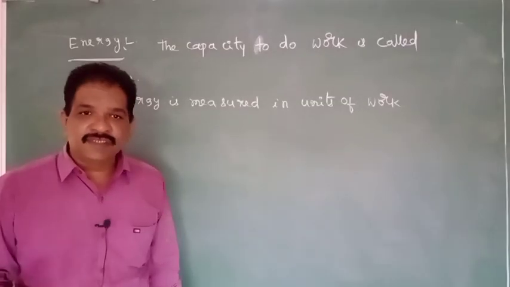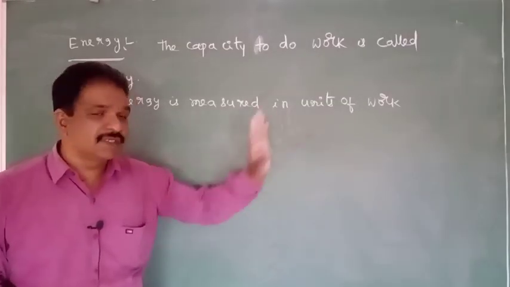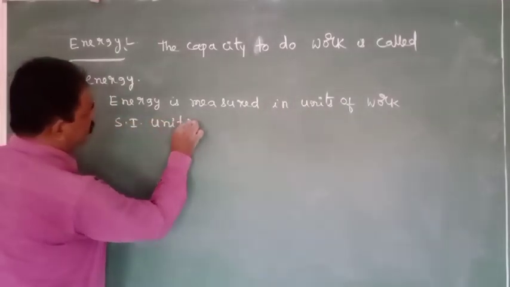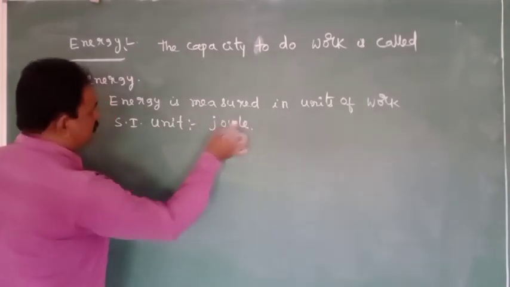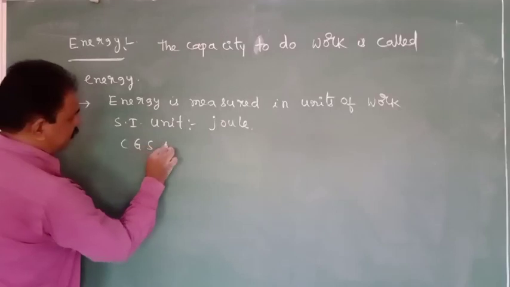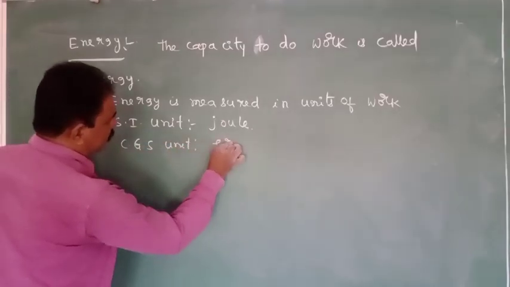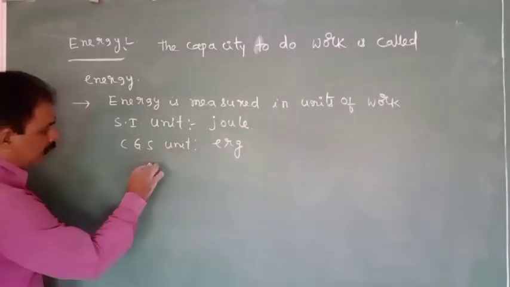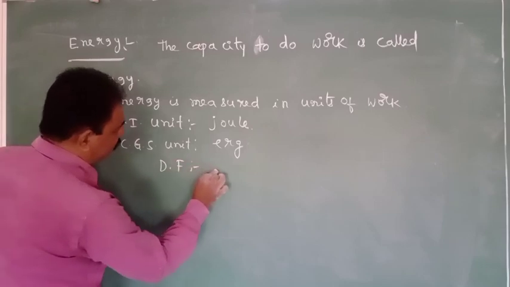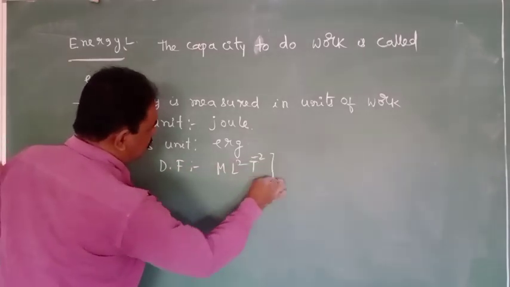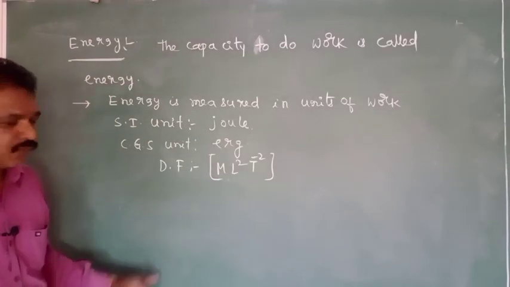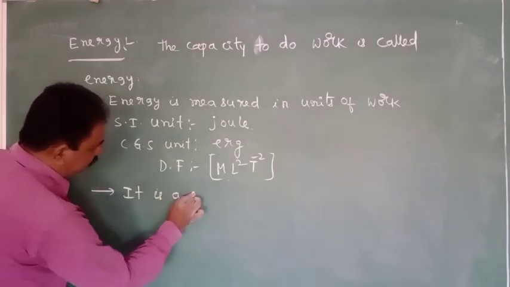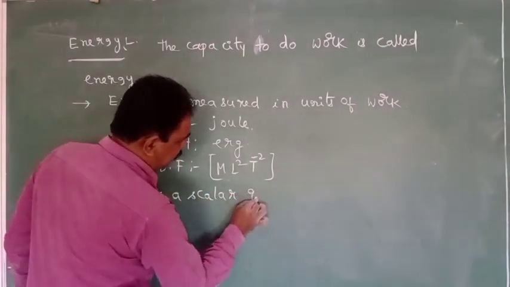So energy is the result of work only, so both will have the same units. SI unit of work is what? Joule. So for this also joule. What is the CGS unit of work? Erg. So for energy also the CGS unit will be erg. The dimensional formula is ML²T⁻². Work is a scalar quantity, so energy is also a scalar quantity.